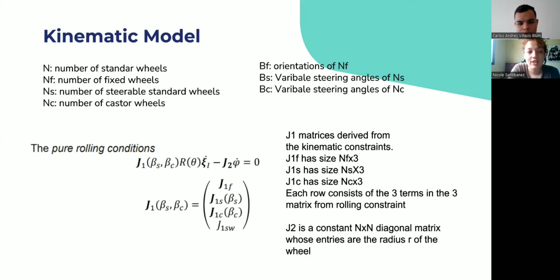In this equation, we have the pure rolling conditions. This J1 is a matrix derived from all the kinematic constraints. The matrix J1F has a size of the number of fixed wheels in rows and 3 in columns. It's the same for all of the other J1 matrices. Each row consists of the 3 terms in the 3-element matrix from the rolling constraints. J2 is a constant diagonal matrix whose size is the total number of wheels in rows and the total number of wheels in columns, and the entries of this matrix are the radius R of the wheel.